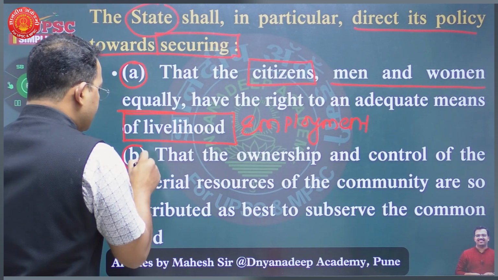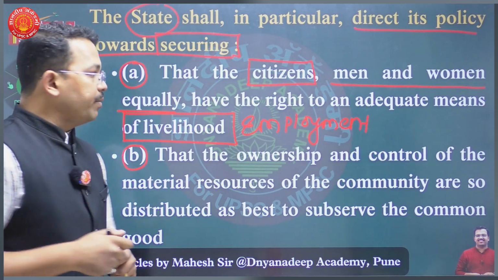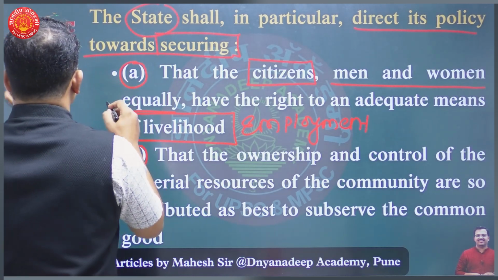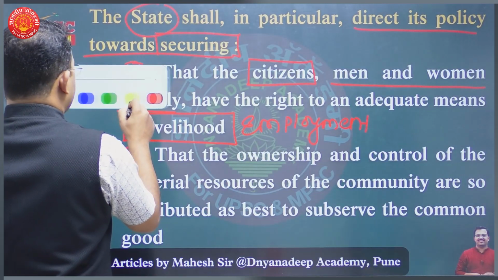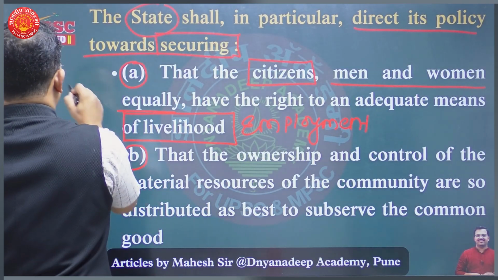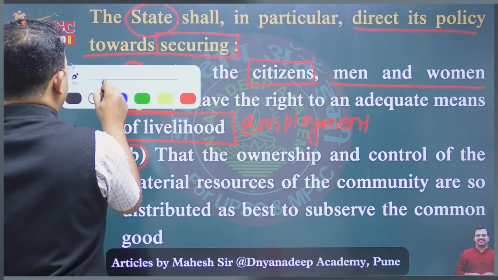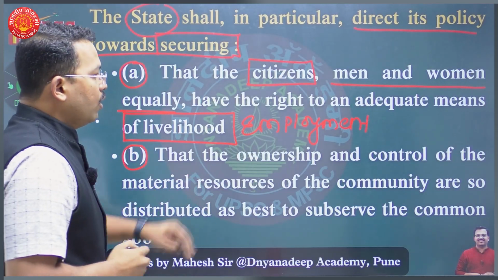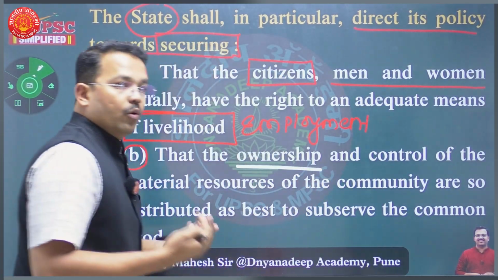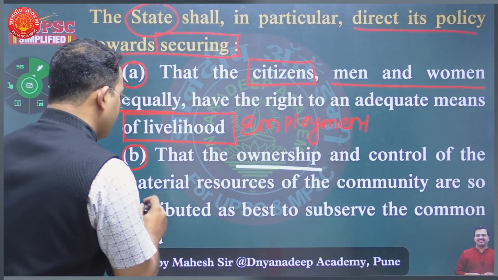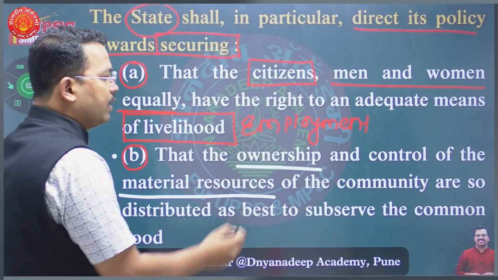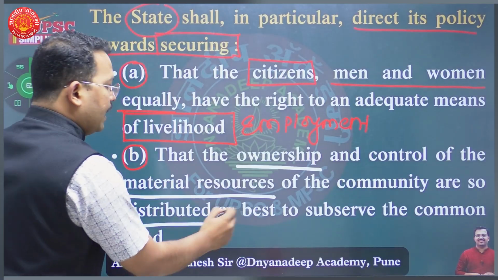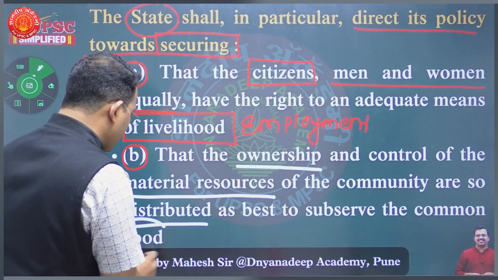The second clause basically talks about distributive justice. Now see what the second clause says. The second clause says a very interesting thing: that the ownership and control of the material resources of the community are so distributed as best to subserve the common good.